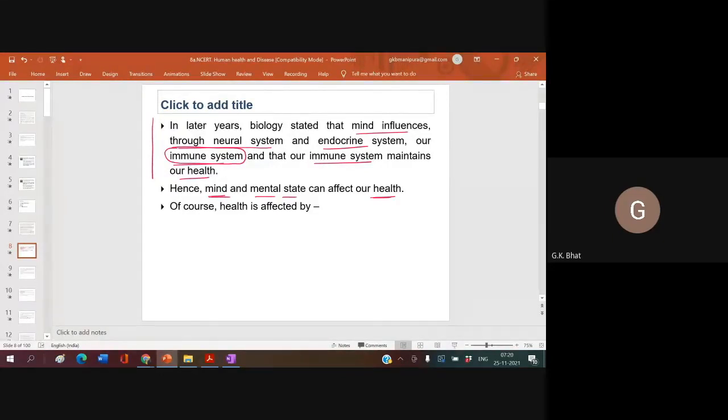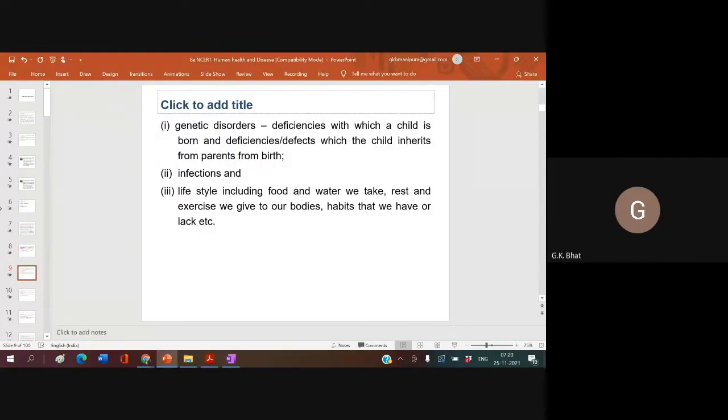Our health is affected by, of course, genetic disorder. There are certain disorders which we get right from birth. Genetic disorders, deficiencies with which a child is born. Deficiencies and defects which the child inherits from parents from birth. Genetic disorders are the disorders which we get right from birth, which we get from our parents. That is one type of problem to health. Another one, health is affected by infection. That is true. Many times whenever you go out, whenever we eat out, we may get infected.